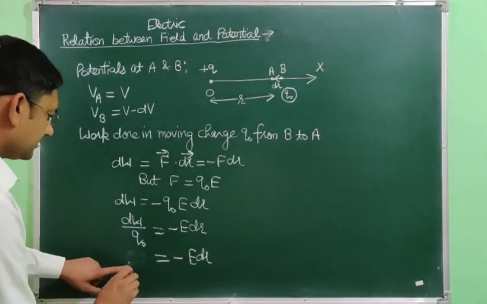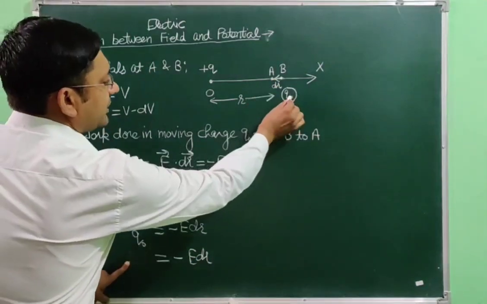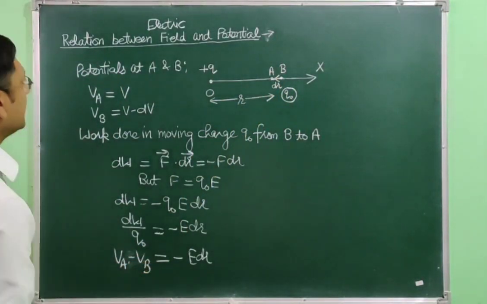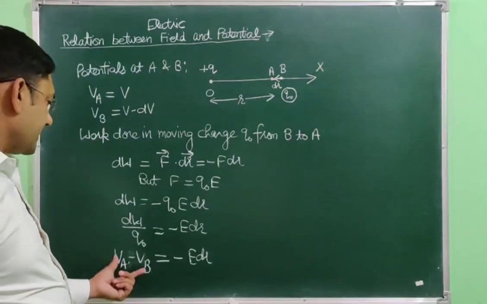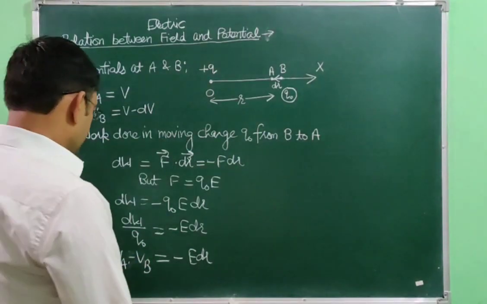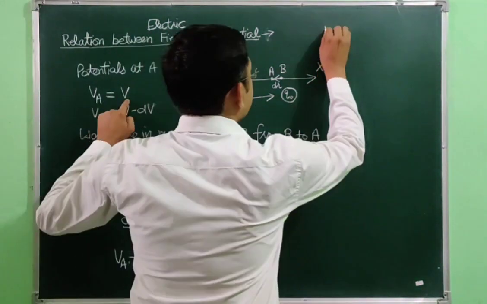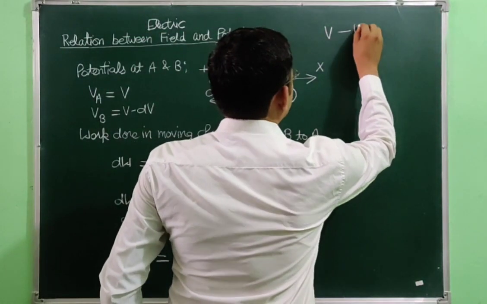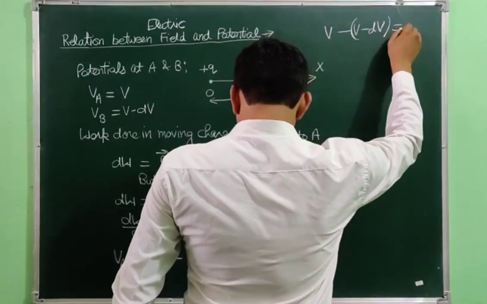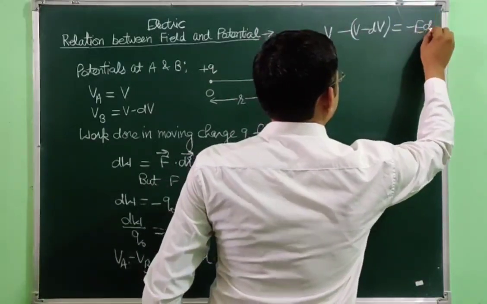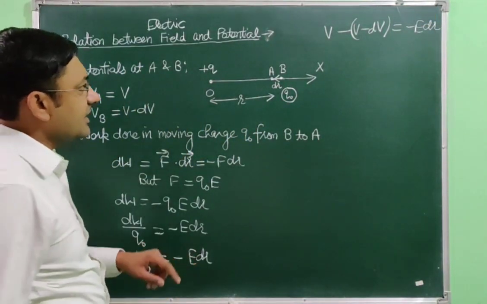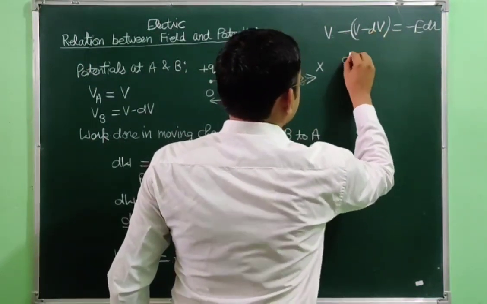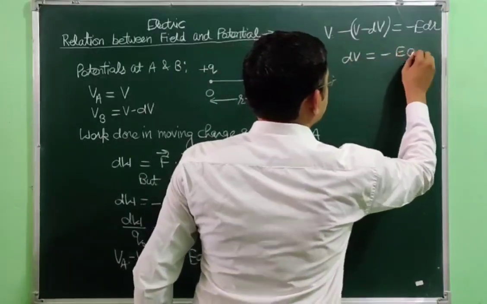Or I can write this. This charge moves from B to A. Then potential at A minus potential at B. So this is the definition of potential difference. So V at A minus V at B, and what is VB? V minus dV. So V minus (V minus dV) equals minus E dr. So V minus V cancels and this becomes plus dV. So dV equals minus E dr.